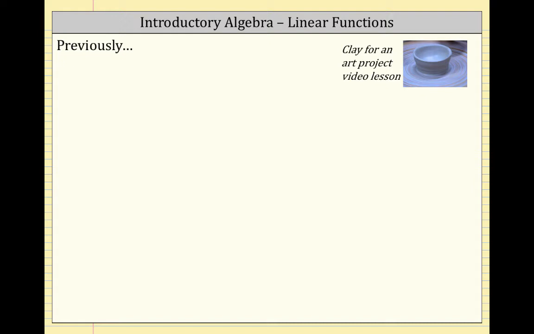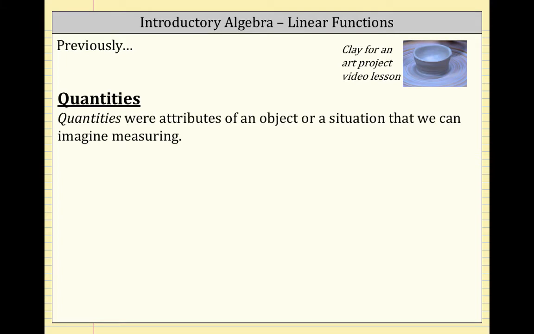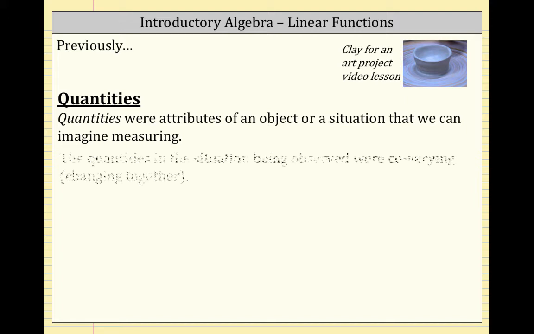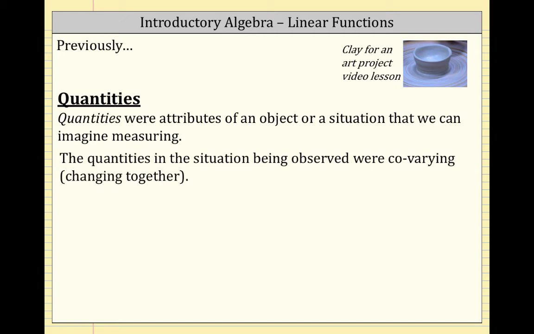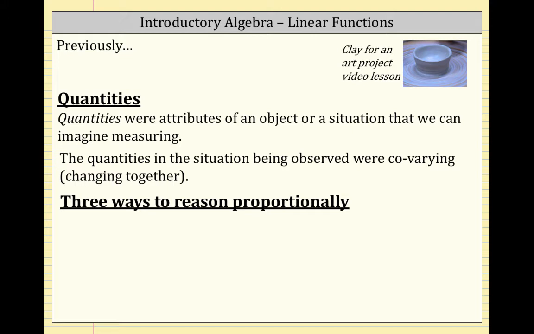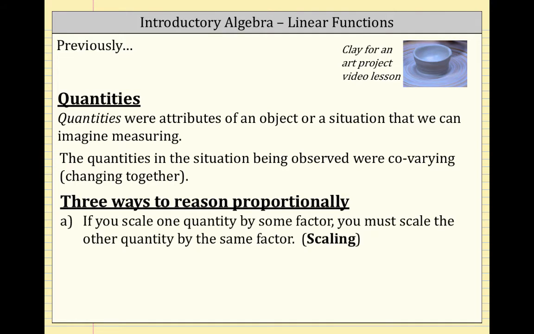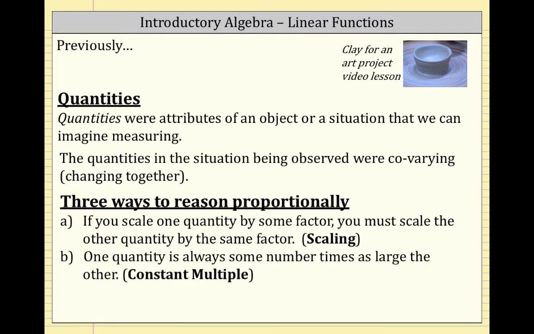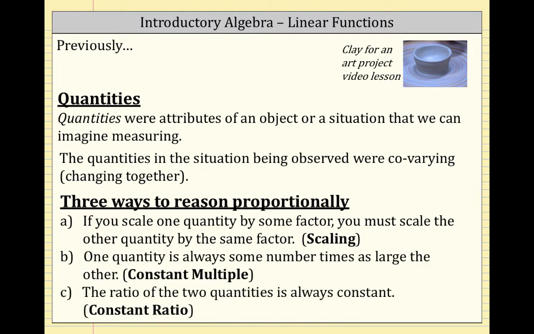Previously, we had a video lesson that talked about clay for an art project that introduced the concept of proportionality in the context of trying to make a mixture of flour and water that would produce the same hardness of clay. We talked about quantities, attributes of an object or a situation that we can imagine measuring. The quantities in this situation were covariant, they were changing together. And there were three ways to reason proportionally: the scaling perspective, the constant multiple perspective, and the constant ratio perspective. These were introduced in that video. So let's continue on to the lesson itself.